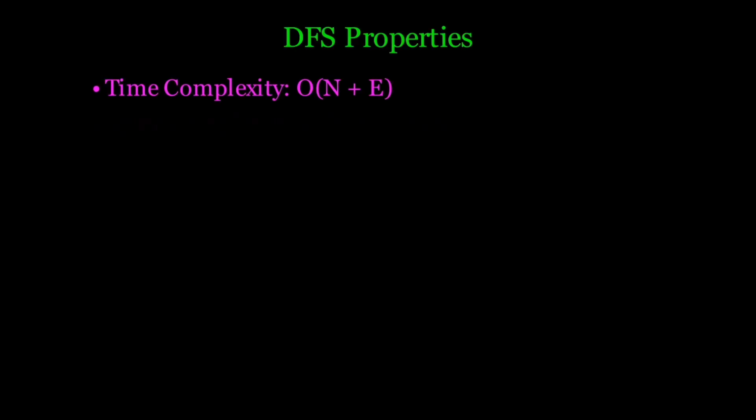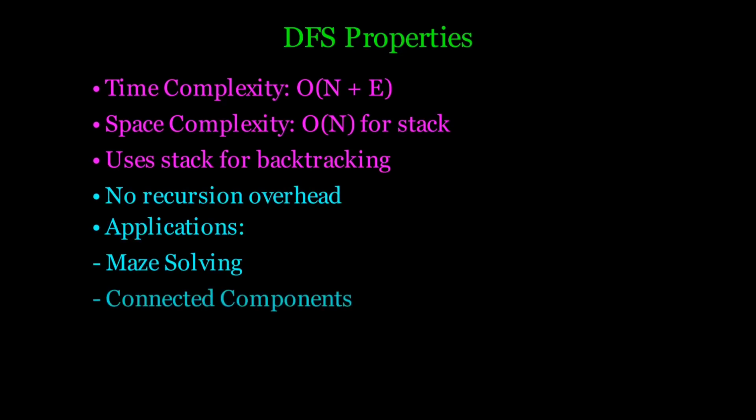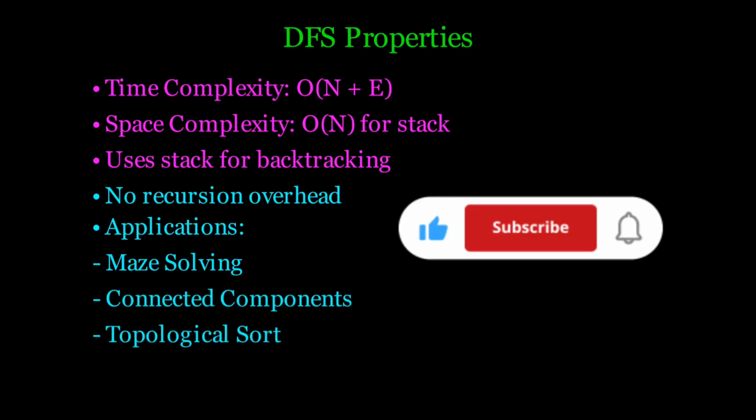Alright, let's move on to the key properties. The time complexity is order of n plus e, where n is the number of nodes and e is the number of edges. And the space complexity is order of n for the stack. It is better than recursive implementations because it avoids stack overhead, and it has explicit control over the traversal, no recursion depth limitations, better memory efficiency, and is easier to debug and modify. And moving on to the applications: maze solving, connected components, finding all the reachable nodes, and topological sorting for building systems.